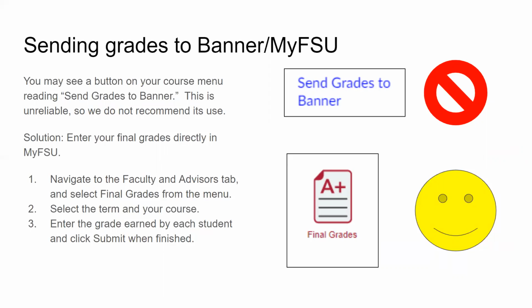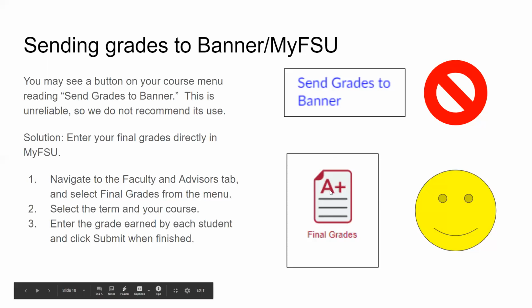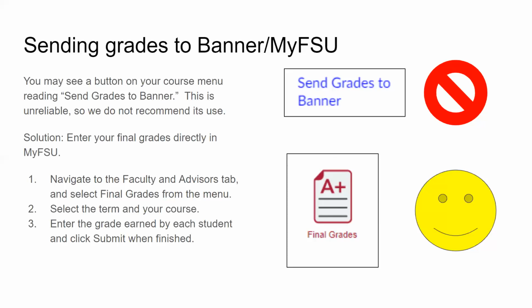We're happy to talk through the process of submitting midterms or final grades if you want to follow up individually, but just broadly, in my FSU, it's very easy to navigate to your faculty and advisors tab, select final grades, which will be somewhere near the top center with the A+ paper icon here. You'll be able to select the term and your course. That'll give you a list of your class roster and a place to enter the grade for each of them. So pretty straightforward, but important that they're entered there along with anything that might be in Canvas.